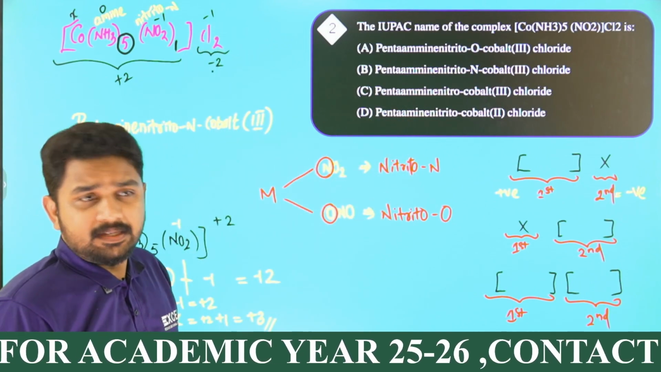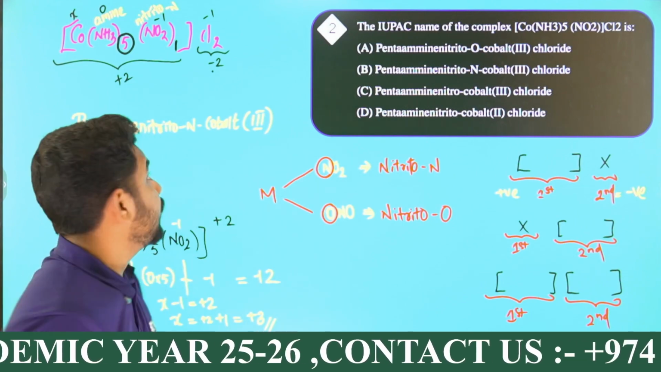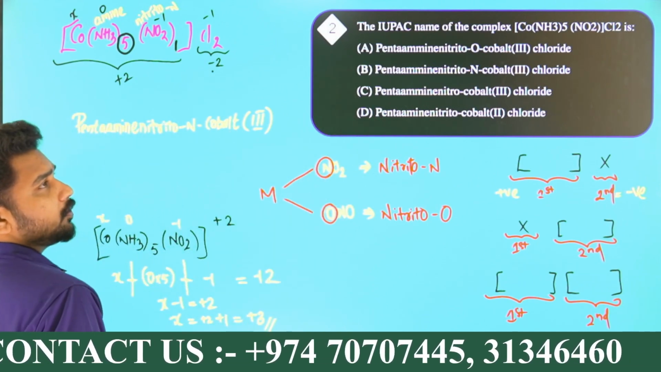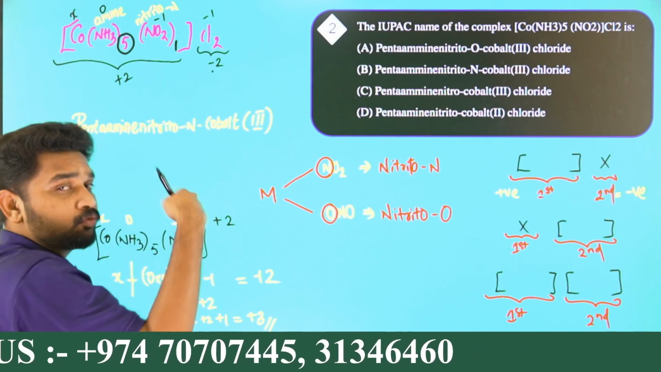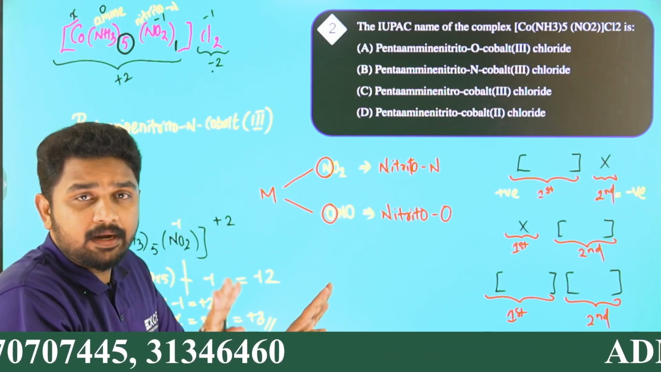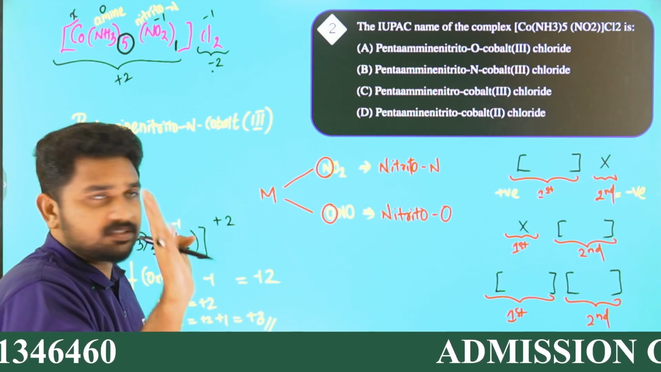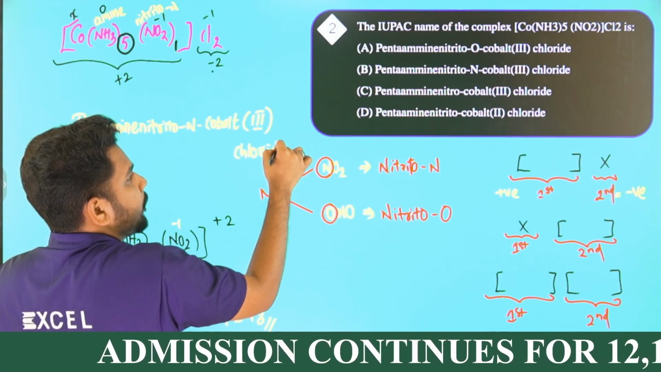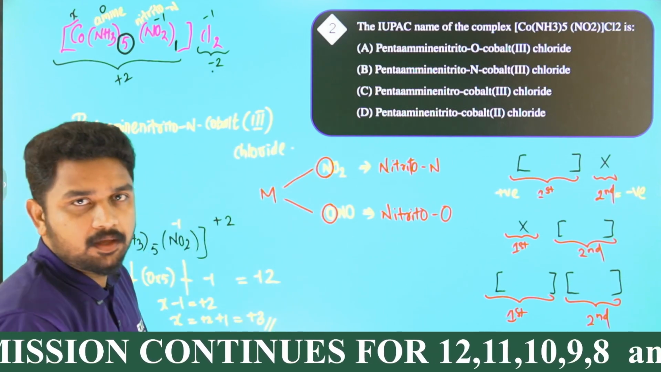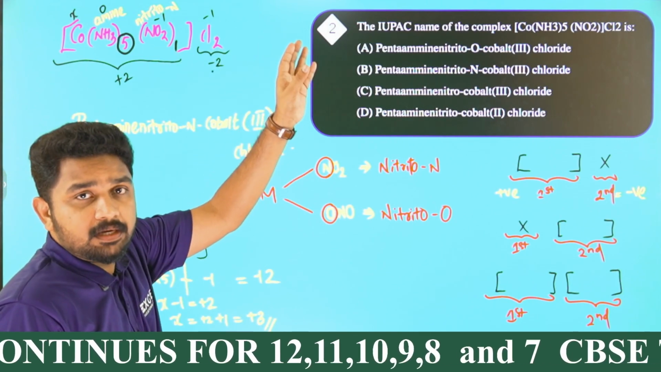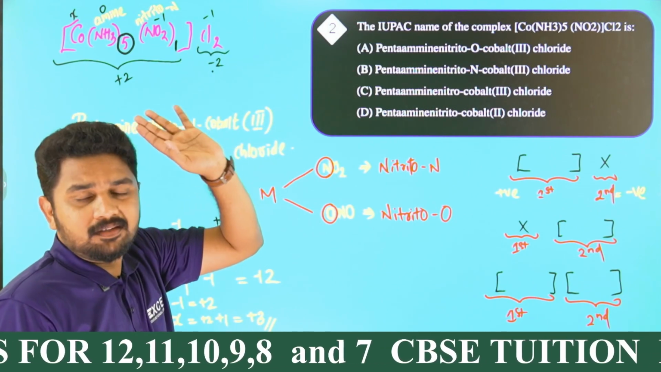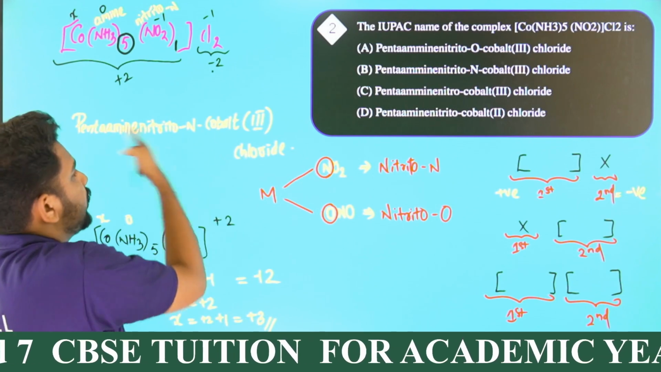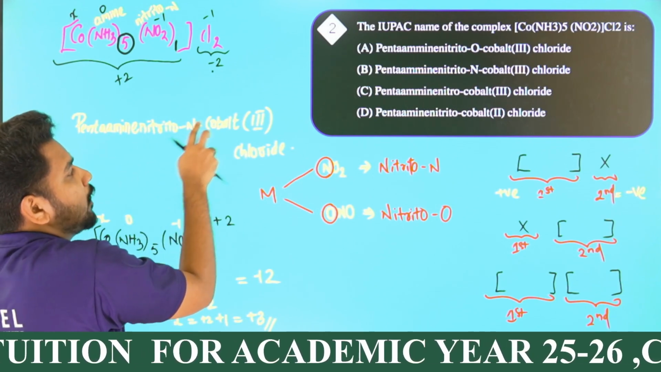That is a mistake. That is a common mistake. Students make this common mistake: since they see 2 chlorine, they write dichloride as the name of the second part. But don't do that. It can be 2, 3, or 4 chlorine. Don't write the di, tri, tetra prefixes. Just write chloride. Whenever you are writing the IUPAC nomenclature for the counter ion, you don't need to write di, tri, tetra. Just write the name of that counter ion. The counter ion is chloride, so I wrote pentaamminenitrito-N cobalt(III) chloride.